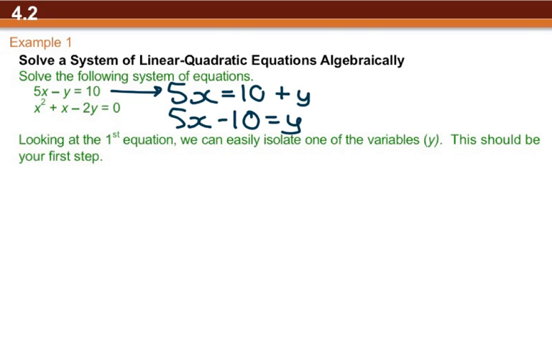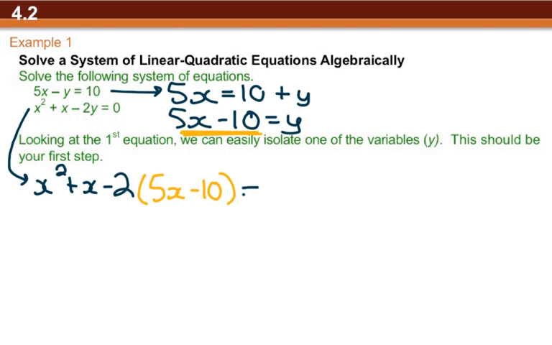Now, what this equation actually means is that 5x minus 10 equals y, literally translated. Equals in English means is, so 5x minus 10 is y, or vice versa, y is 5x minus 10. What that means is that any time I see a y in the other equation, I can replace that y with 5x minus 10, and it is exactly the same thing. So I'll then go to equation 2, and any time I see a y, which is only once, I can replace that y with 5x minus 10.